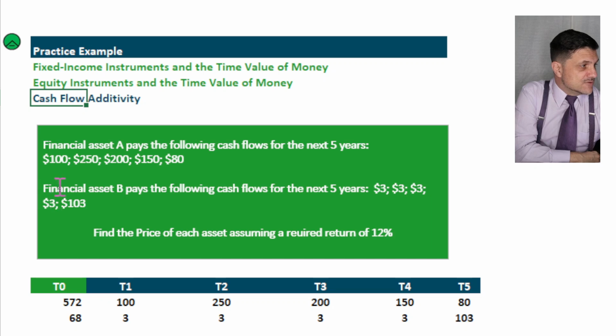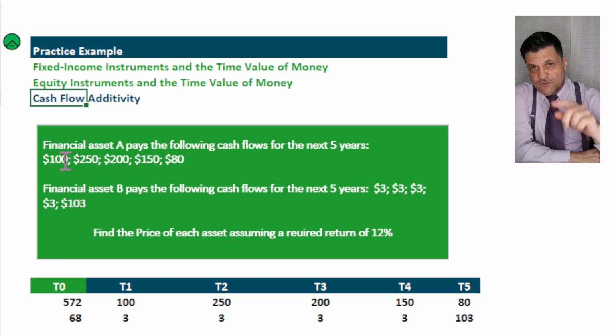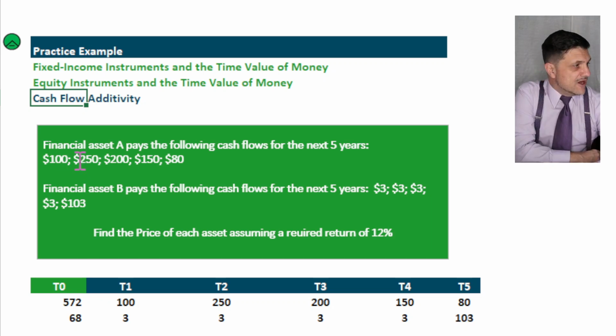I'm going to get 100, 250, 200, 150, and 180 on year 1, year 2, year 3, year 4, and year 5. So if I discount $100 one year from now to today, discount $250 two years from now, 200 three years from now, etc. And then I can add the cash flows, then I'll know exactly how much it will be.